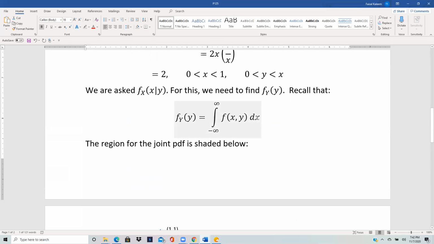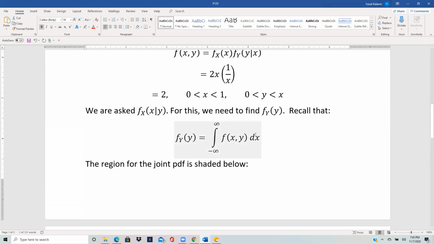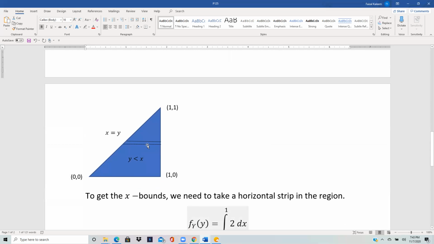Now, since we are searching for the x bounds, the way you do it is, you draw a typical horizontal strip through the region. And similarly, if you're looking for the y bounds, as when finding the marginal density of x, then you draw a vertical strip. So here we're looking for the x bounds, so we draw a horizontal strip through the region.